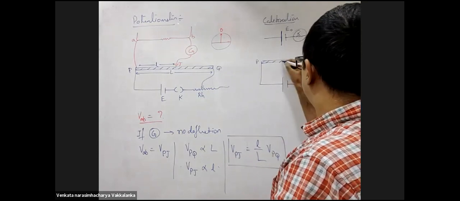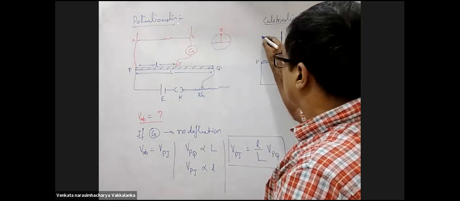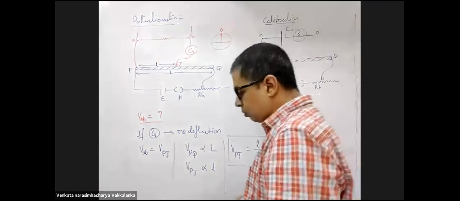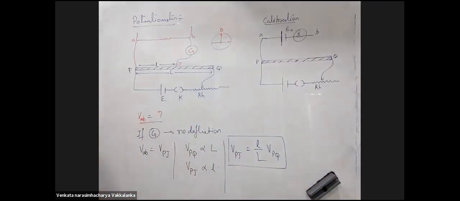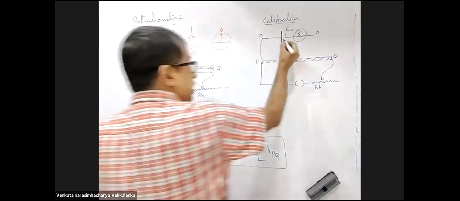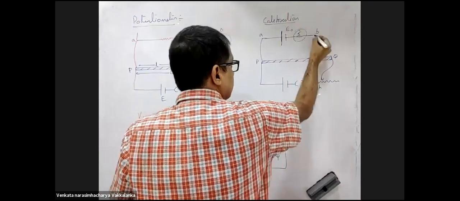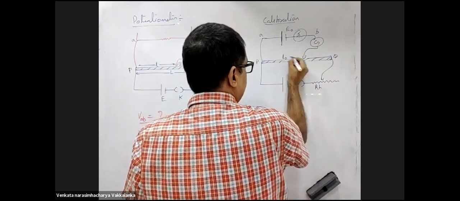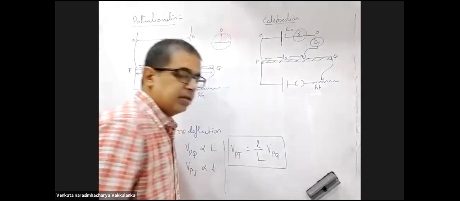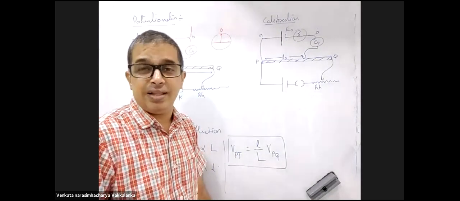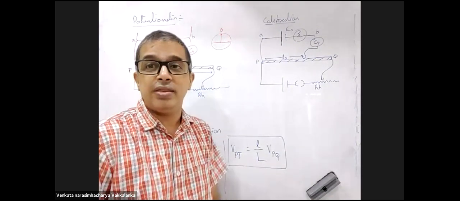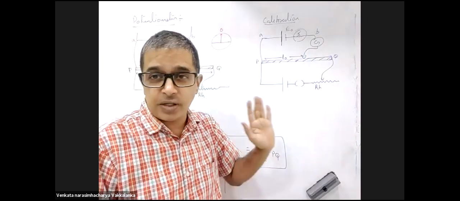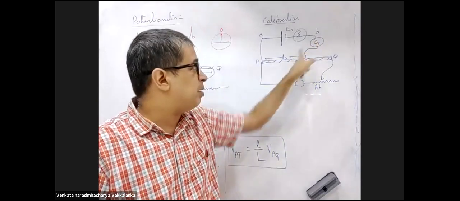This is the potentiometer wire. This is A, this is B. You connected these both by a small silver wire. This is a standard cell whose EMF is known to me. Now I connect this to the galvanometer and I find the balancing length. What do you mean by balancing length? That length for which the galvanometer will show zero deflection. Find the balancing length.